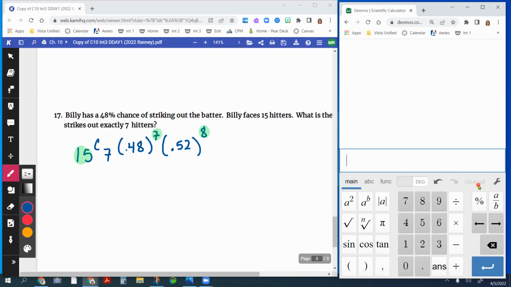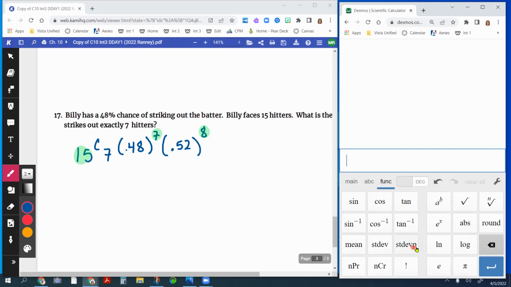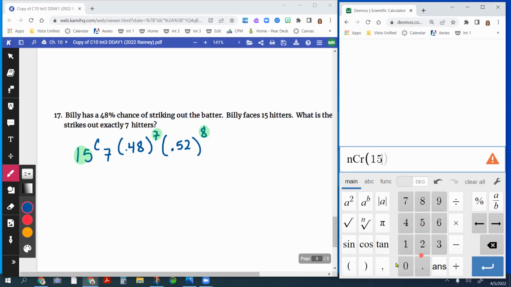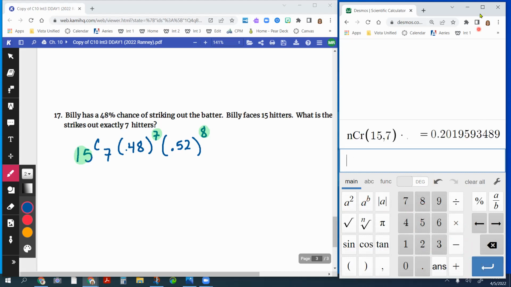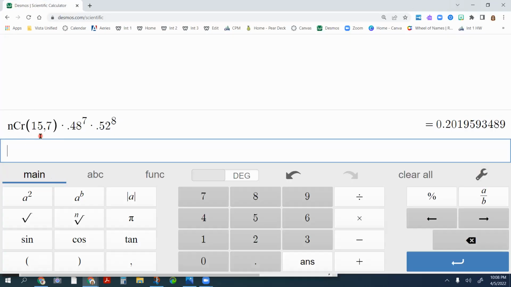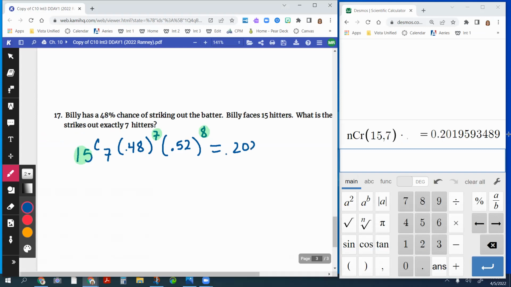So when I put this into my calculator, I'm going to be doing combination. Okay, so 15 choose 7 times 0.48 to the 7th times 0.52 to the 8th. And here you can see what I did. So I did my combination, my 0.48 to the 7th, my 0.52 to the 8th, and I got 0.20195, so 0.2020 basically. So this is going to equal 0.2020, or about 20.20%.